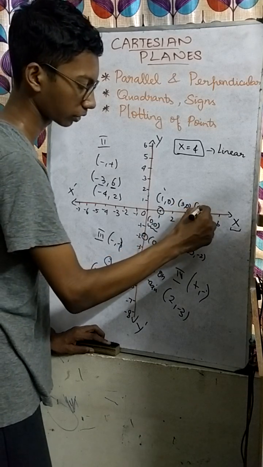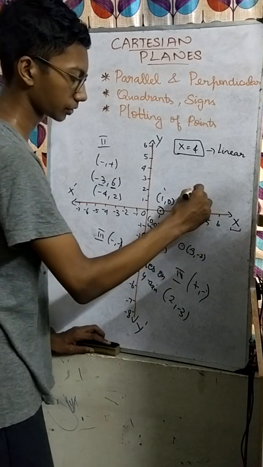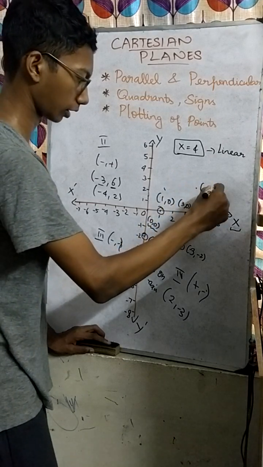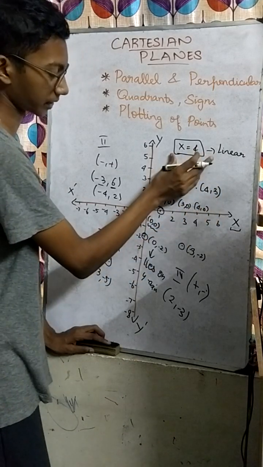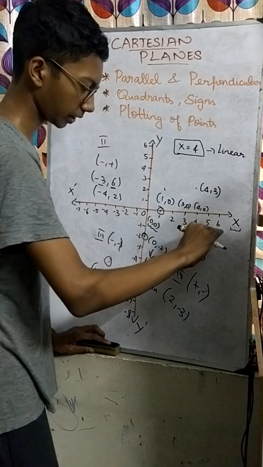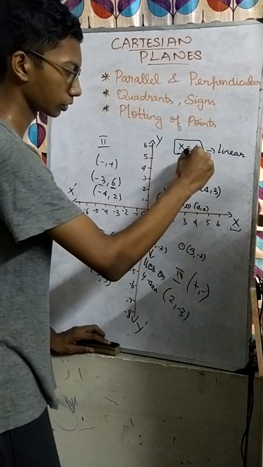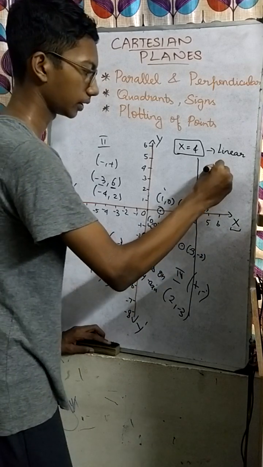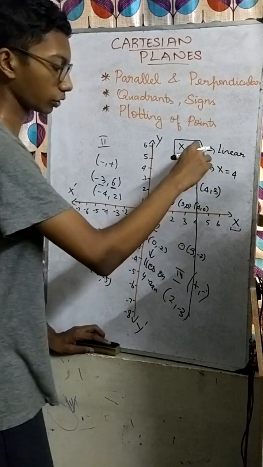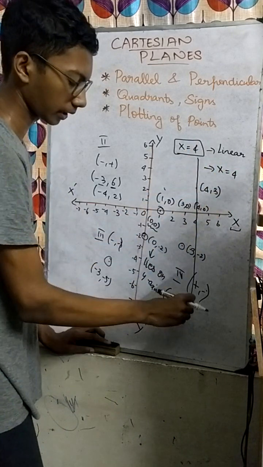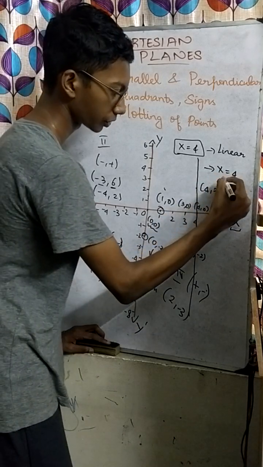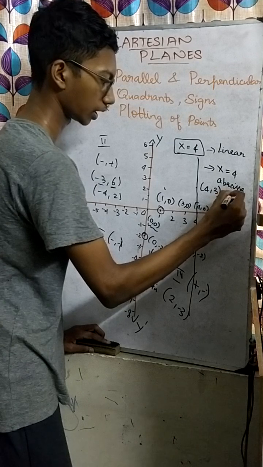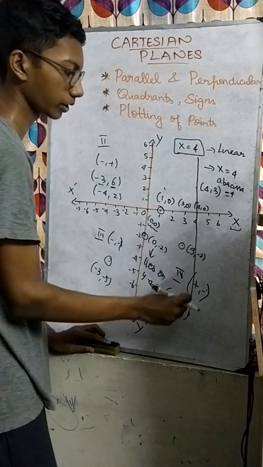This will be 4 comma 0. And this, let's say you have this point here. This is also 4 comma 3. So what we'll do is x equals 4. So on the x-axis equals 4. So we'll draw a line like this. This is the line that denotes x equals 4, because every point on this line has the abscissa value equal to 4. That is the x-axis value equals 4.